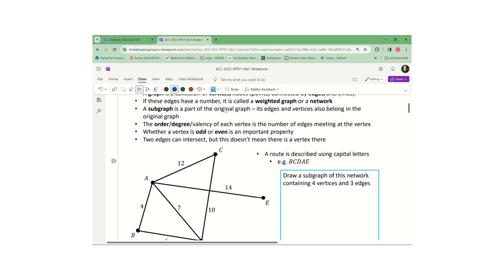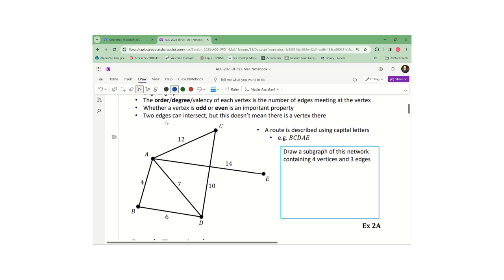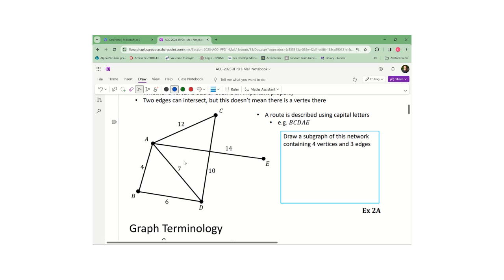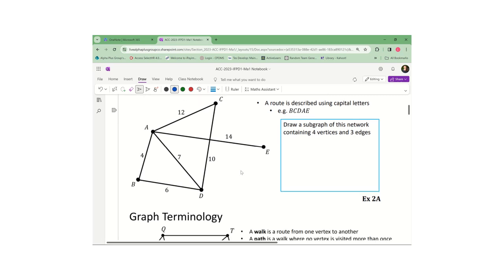A subgraph is a part of the original graph. Its edges and vertices also belong in the original graph. So for this example, I draw a subgraph of this network containing 4 vertices and 3 edges. So it would just be a part of it. I'll think about that example in a second, but a subgraph in itself might just be, I'll just draw one down here as an example, just this bit A, B and D. Okay, A, B and D, 7, 6 and 4.